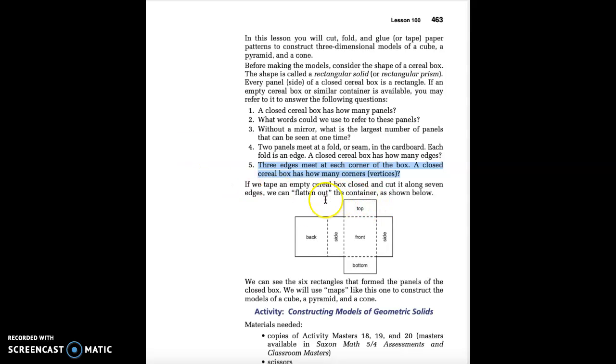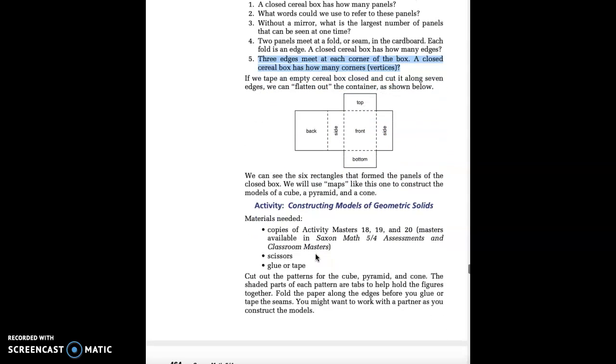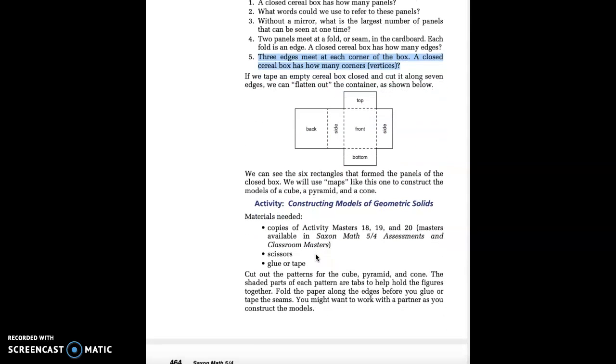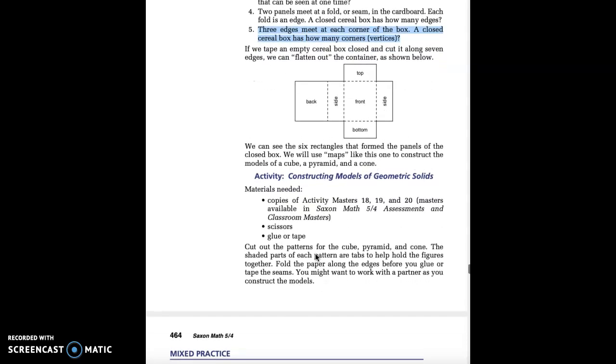Again, if you open up the cereal box below, you can flatten it out and you can see that it's made up of several different shapes that are just regular good old rectangles. So we have 1, 2, 3, 4, 5, 6 rectangles, but when you fold them all together and you tape all the pieces together, we then have one 3-dimensional geometric solid. We're going to be using a map like this to construct the models of our cube, our pyramid, and a cone. So I want you to go ahead and do this activity now.